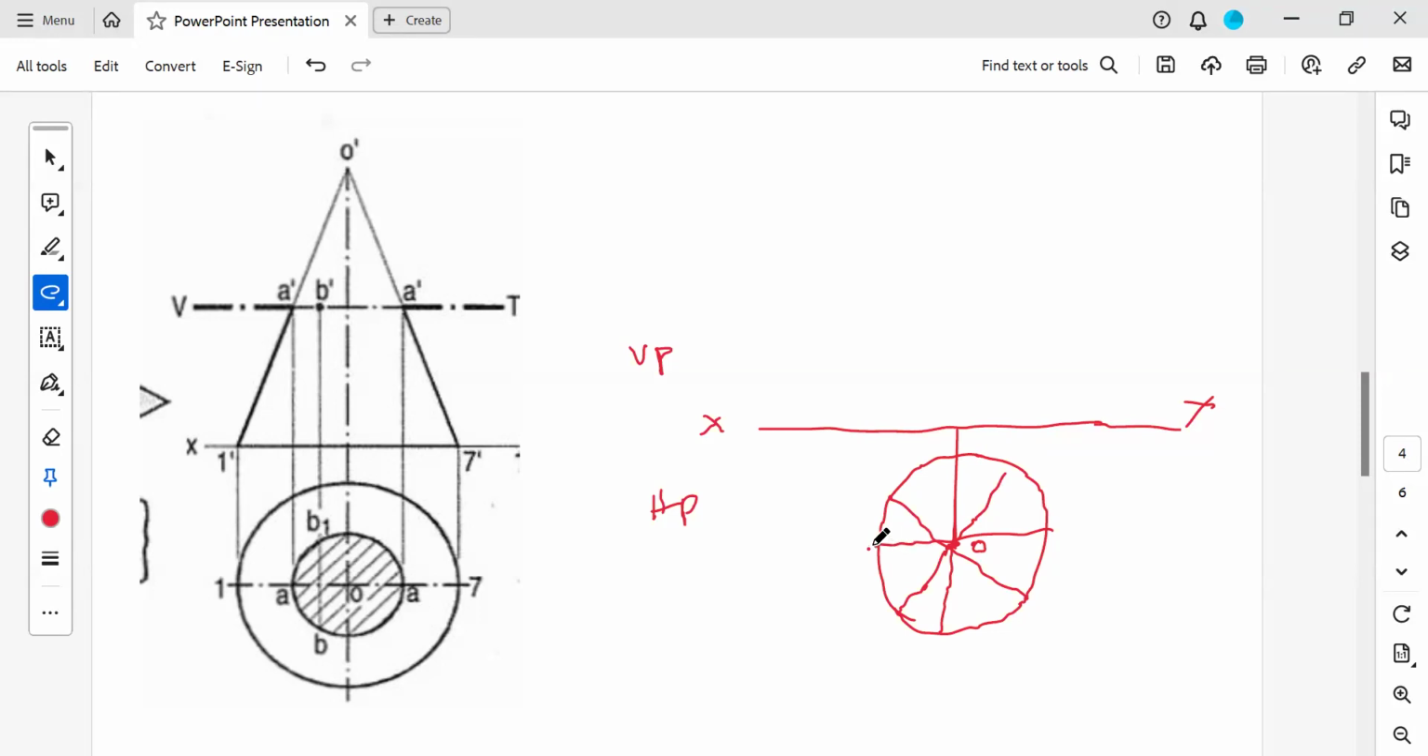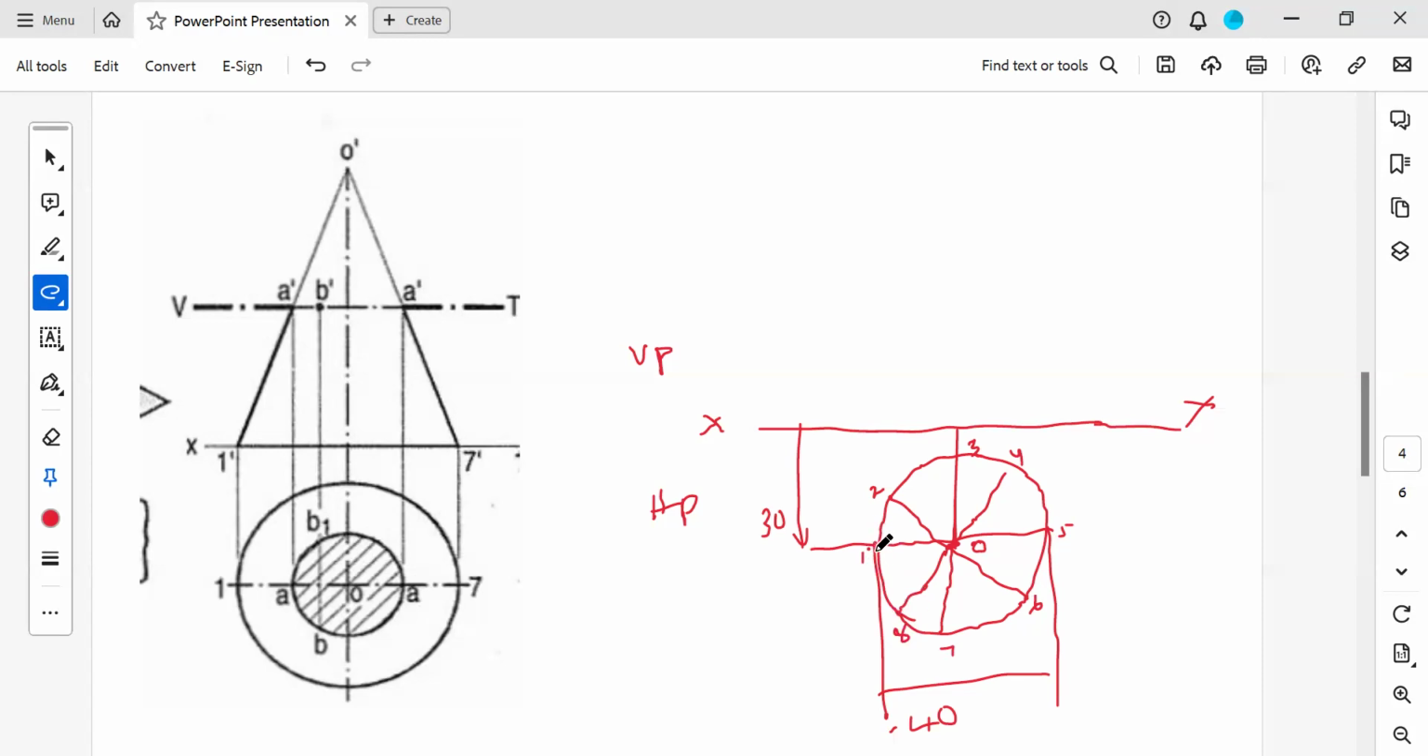This distance is given as 30 mm, and the diameter of the circle is 40 mm. Now let us take the projections here. So this will be 1, 2, this will be 3, 4, then 5, 6, next 7, 8. Like that you will get the number of divisions.